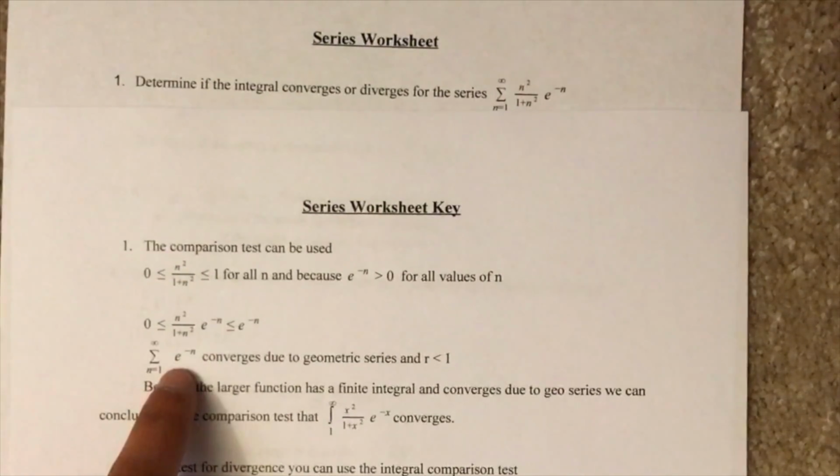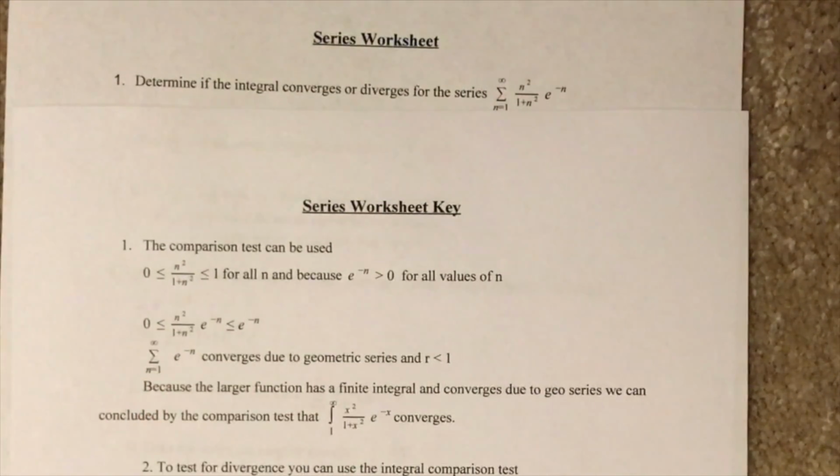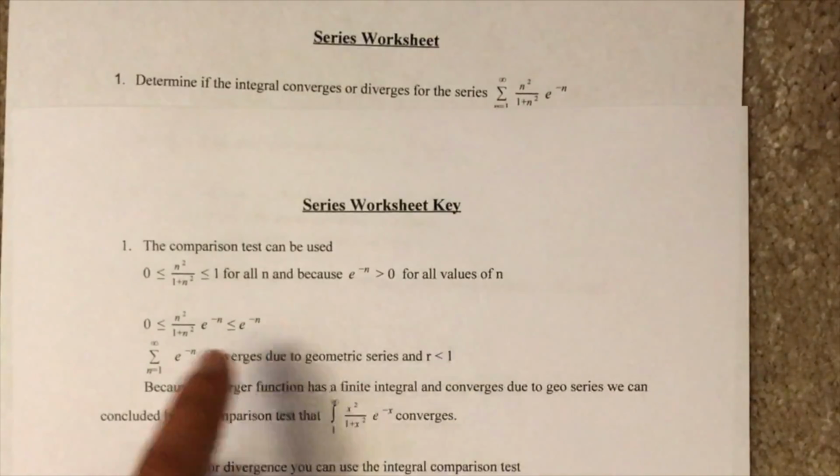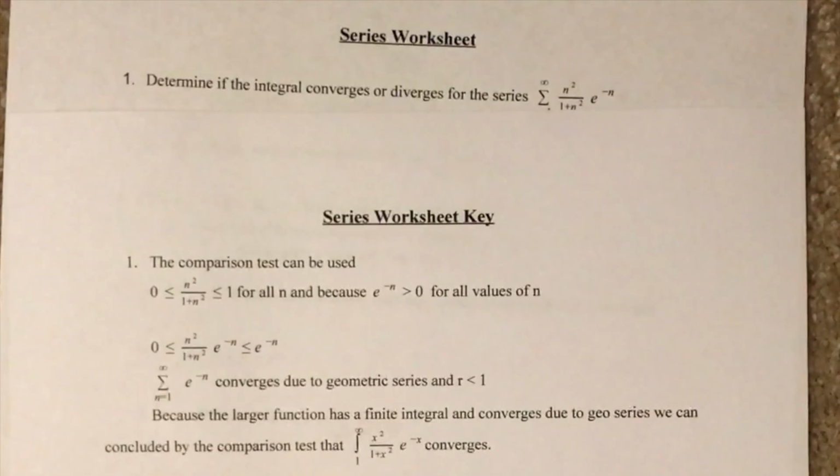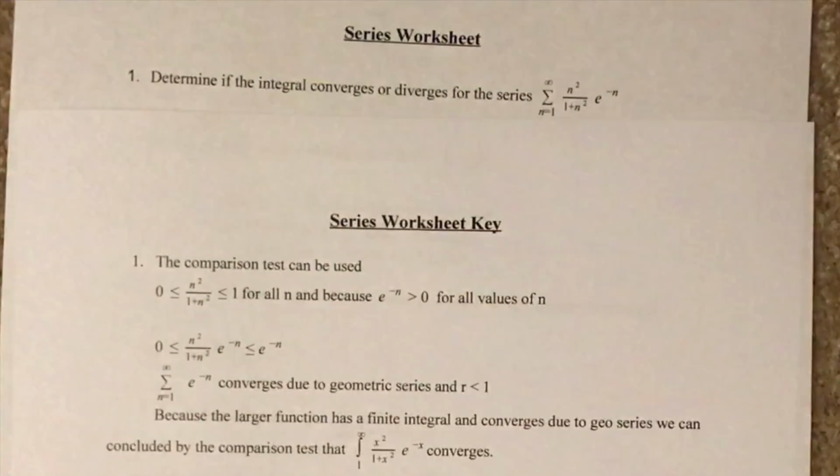And you know that e to the negative n converges due to the geometric series, and r is less than 1 because r is 1 over e. And because the larger series converges due to the geometric series, we can conclude using the comparison test that the original series also converges.